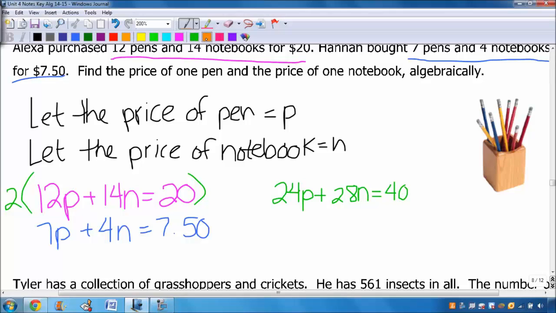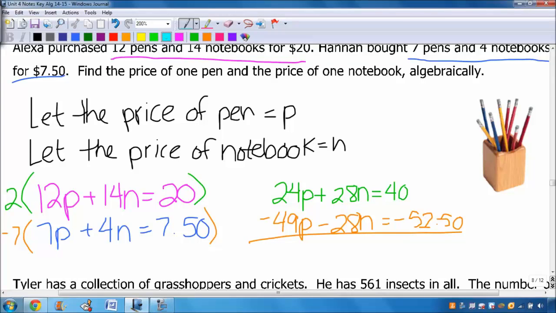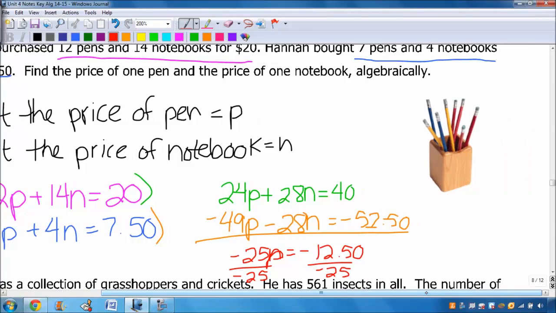And then I'm going to multiply the bottom equation by -7, because remember, you want the variables to cancel out, and you need a positive 28n and a negative 28n. So I'm going to say this is negative 49p minus 28n equals negative $52.50. Okay, now I can add my equations together. And when I add my equations together, I end up getting negative 25p equals negative $12.50. The n's cancel each other out. Divide both sides by negative 25, which means that p is equal to 50 cents.